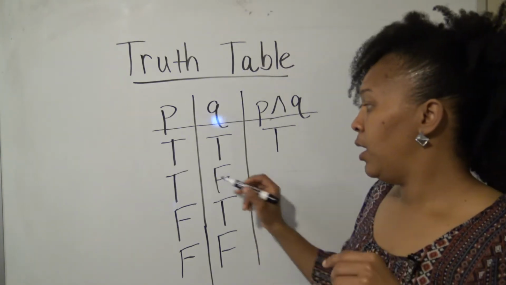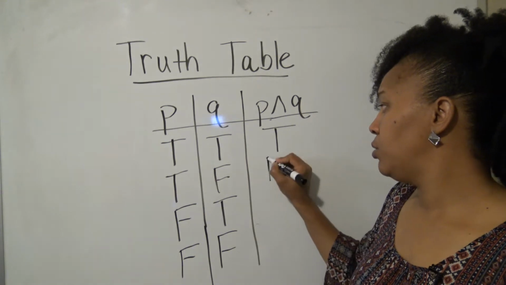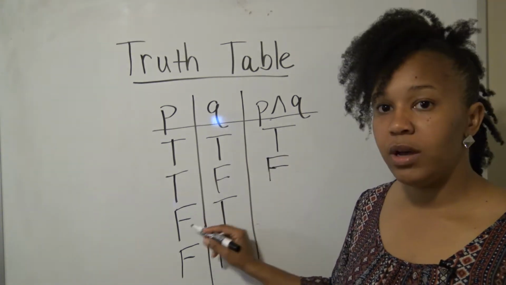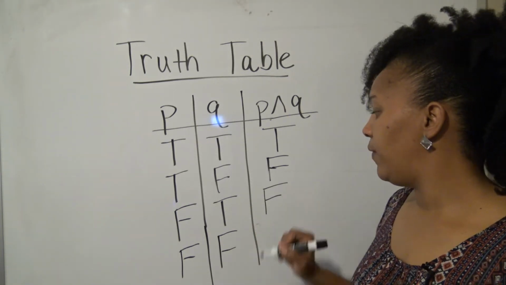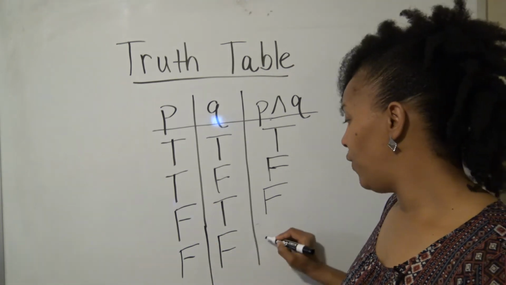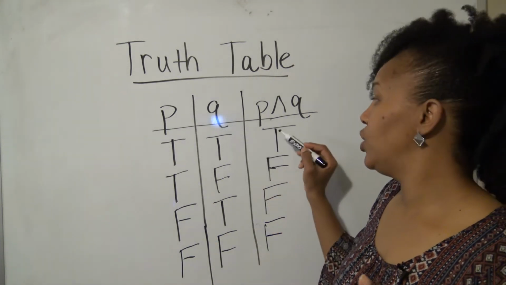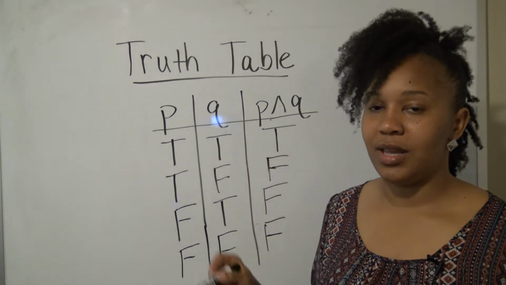Now, the first one is true and the second one is false. Since they're both not true, then the P and Q would be false. The first one is false and the second one is true. Since they're both not true, then the P and Q would be false. And since they're both false, the P and Q would also be false in that last case. So with the conjunction, the only place where it's true is when the first statement and the second statement are true.